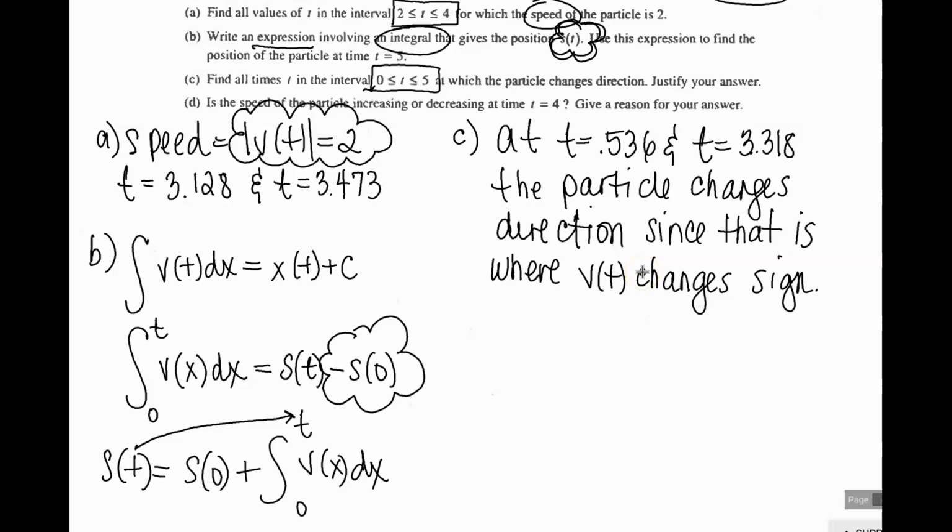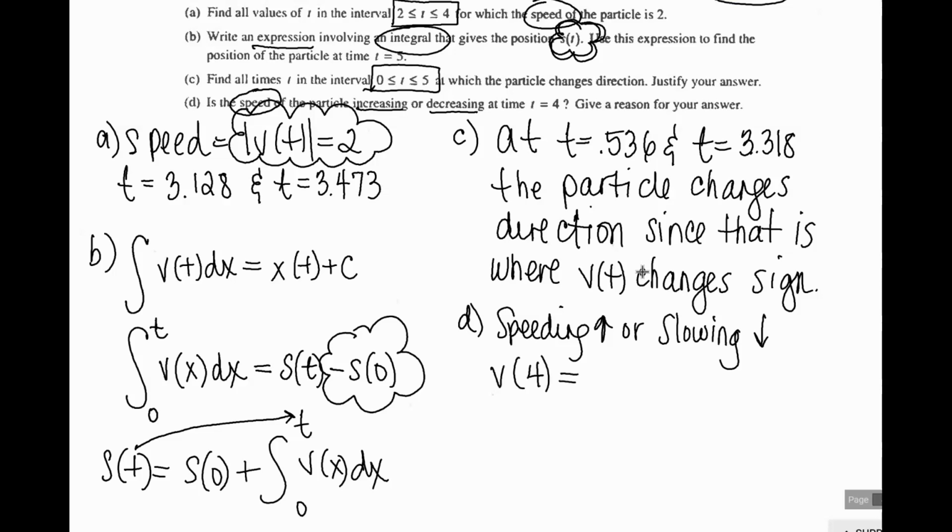All right, so that is part C, and now last but not least, part D. Is the speed increasing or decreasing? So that's another way of saying speeding up or slowing down. Just like in the last question, in order to determine if a particle is speeding up or slowing down, you need to analyze the velocity at that time, as well as the acceleration at that time. So the velocity at 4 we need to look at, as well as the acceleration at 4. And we need to determine whether the signs are the same or opposite.